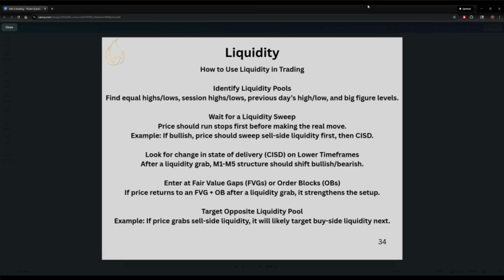This pretty much talks about what we just talked about, right? Identify the liquidity pools. So find the highs and lows. Yeah, what's up, Dado?